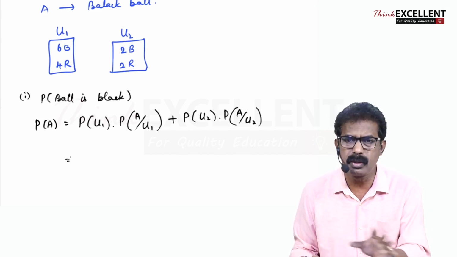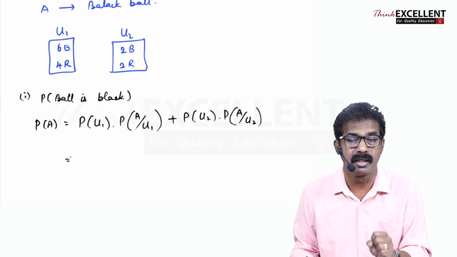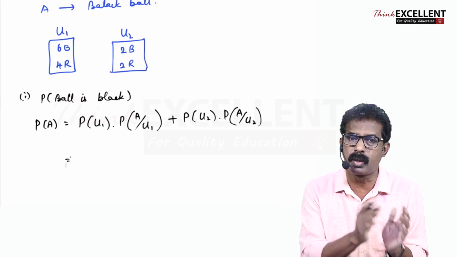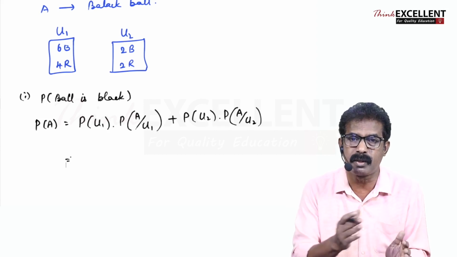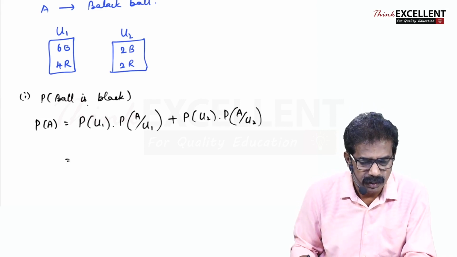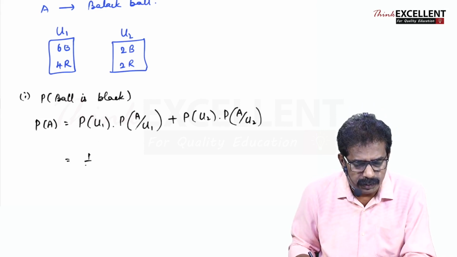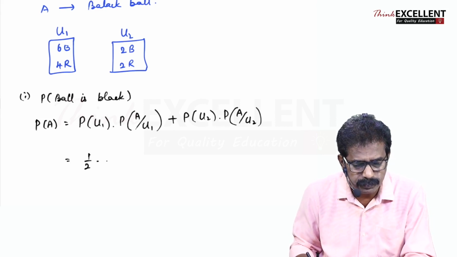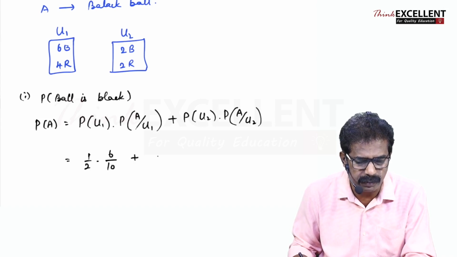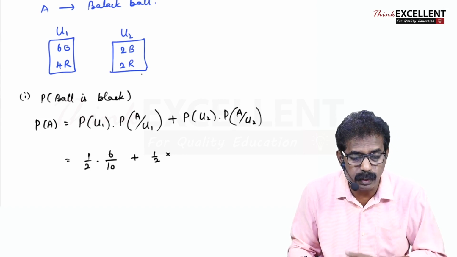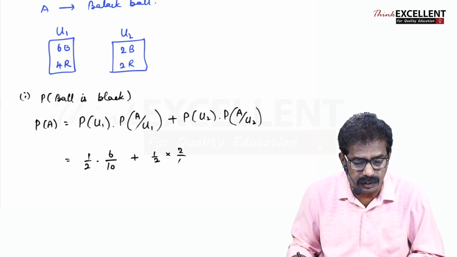But here, two identical urns, so the probability of selecting the urns is equal. Since there are two urns, 1 by 2, 1 by 2. If there are 3, 1 by 3 each. If there are 7, for each one the probability is what? 1 by 7. Now P of U1 is 1 by 2. The first urn contains a black ball, totally 10, favorable black is 6, so 6 by 10. Plus P of U2 is again 1 by 2. From the second one getting a black, it is 2 by 4, right?